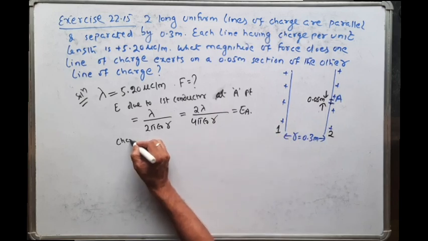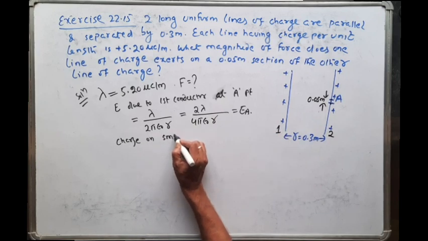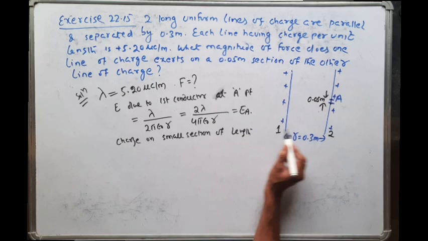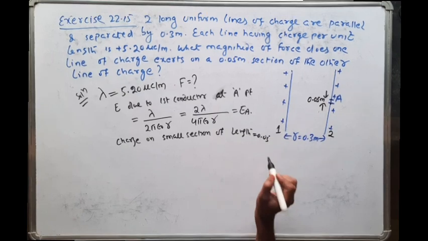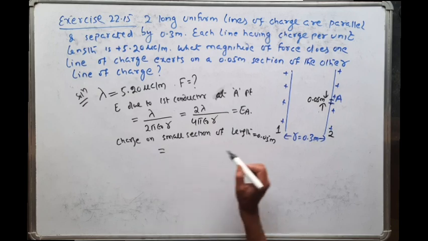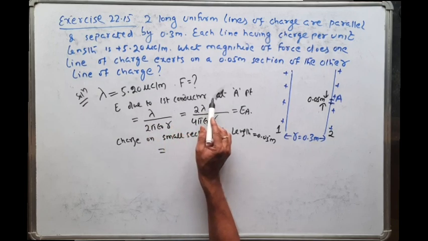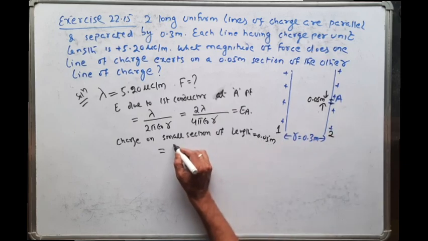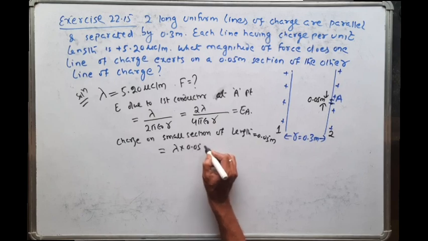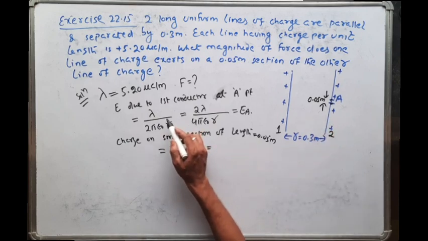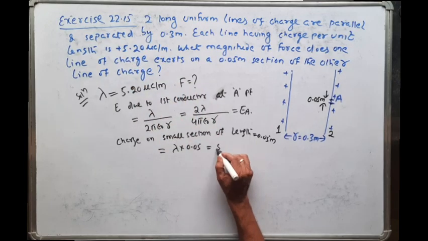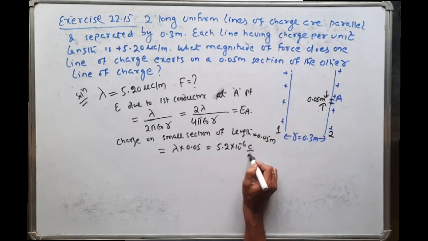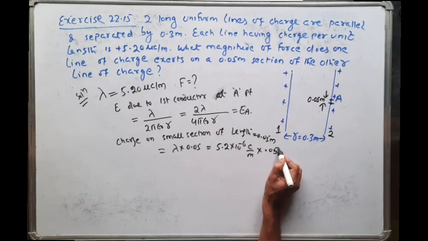So the charge on a small section of length 0.05 meter is equal to, you know what lambda is? Lambda is charge per unit length. Then what is the charge of this section whose length is 0.05? It is lambda into 0.05. So what is lambda here? Lambda is given as 5.2 microcoulomb, that is 10 to the power minus 6 coulomb per meter, into 0.05 meter.